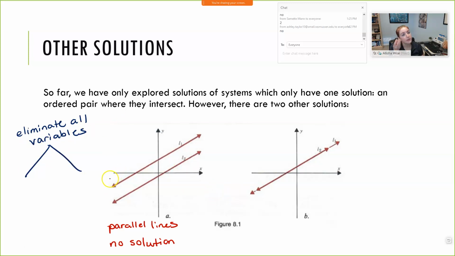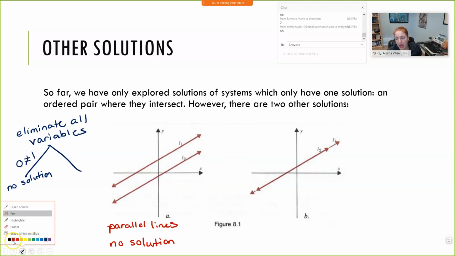Now, if you end up with two numbers which are not equal, such as 0 does not equal 1, 5 does not equal 12, anything like that, your answer is going to be no solution. These lines are parallel lines. Okay, that's essentially what it means. It means they'll never meet. There's no value that you can plug in that will make those two lines equal. Never going to happen.